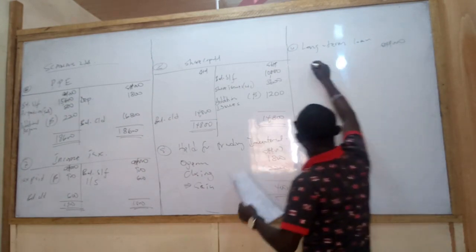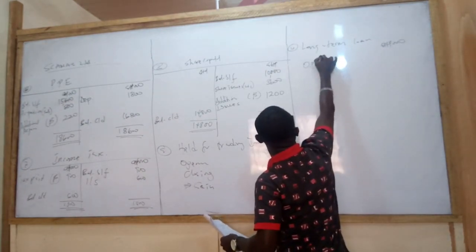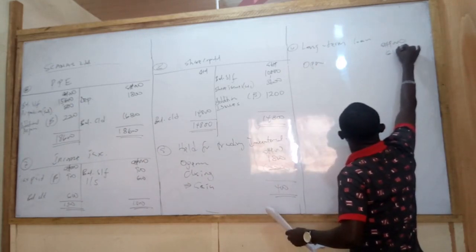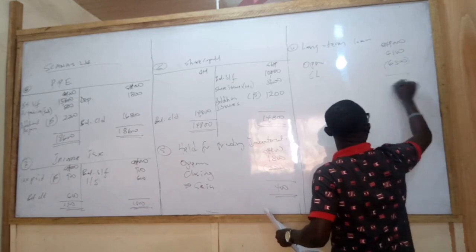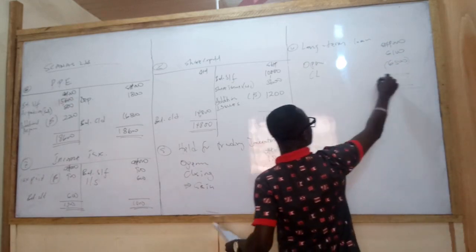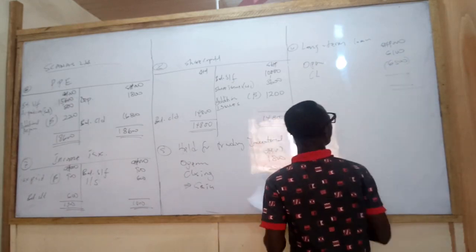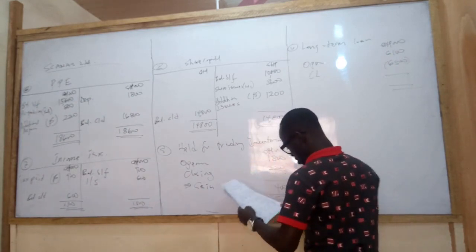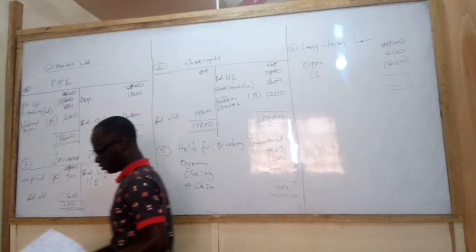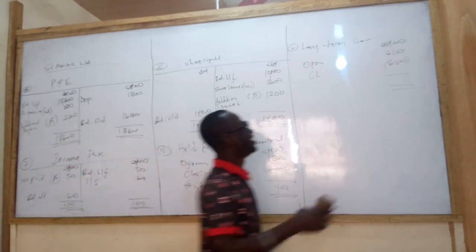What's happening? Opening, 6,100. Closing, 6,500. What's happening? Increase. More money coming in. Hey, are you sure?